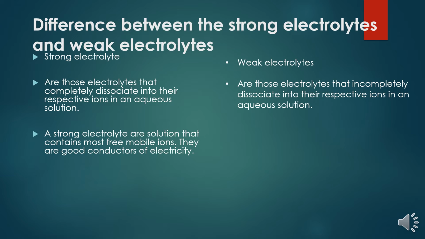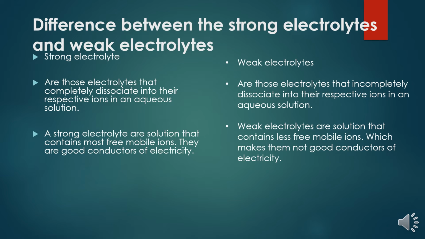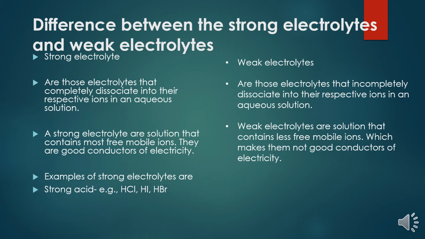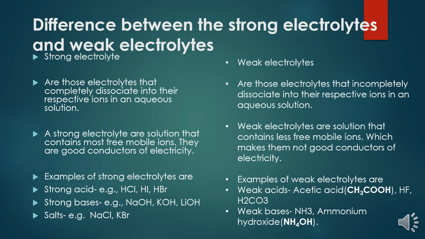Second difference, strong electrolytes are solutions that contain most free mobile ions, therefore they are good conductors of electricity, whereas weak electrolytes are solutions that contain less free mobile ions, and therefore it makes them not good conductors of electricity. Examples of strong electrolytes, like the ones we have looked at, are strong acids, strong bases, and salts. Examples of weak electrolytes are weak acids and weak bases.